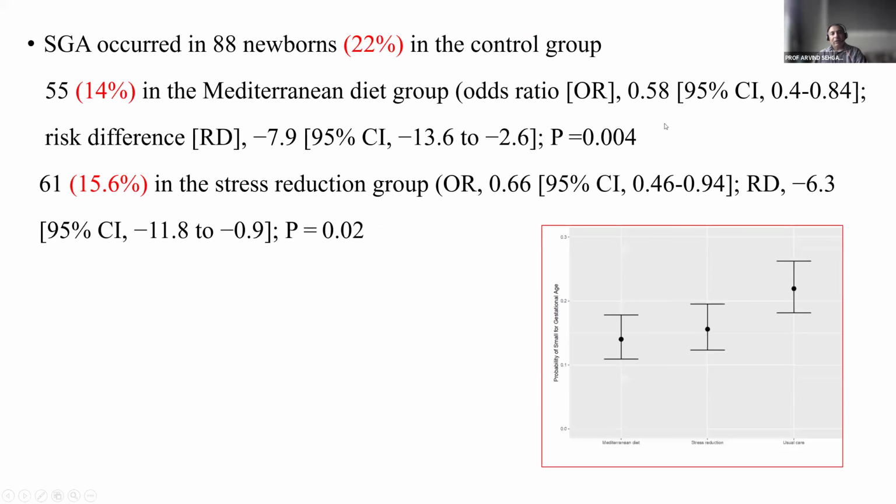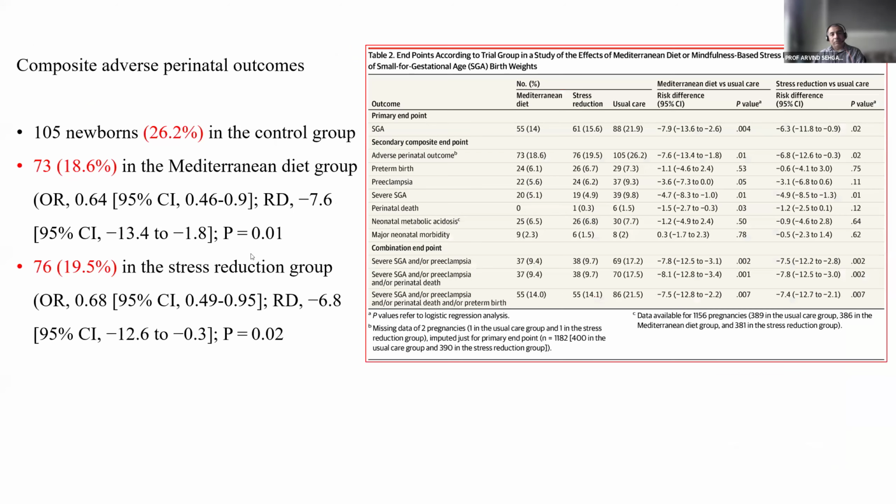But the point I'm trying to make is that if you look at these three cohorts, the SGA occurred in 88 newborns in the control group, 22%, while in the Mediterranean diet group, significantly less, 14%, and in the stress reduction group, 15.6%. So it is important that dietary interventions have a role to play. What you eat affects the fetus. In addition to that, even if dietary changes are not made, stress reduction itself is working to relax the mother and affecting fetal growth. So very important data.